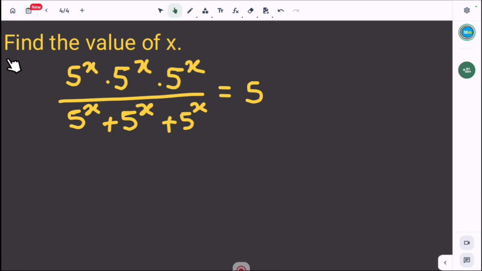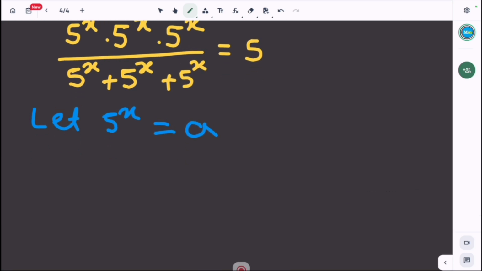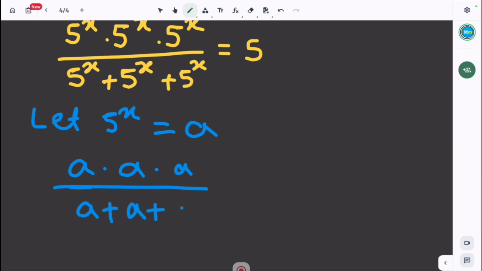So today's question is: find the value of x. 5 to the power x into 5 to the power x into 5 to the power x, whole divided by 5 to the power x plus 5 to the power x plus 5 to the power x, equals 5. So let's see. Let 5 to the power x equal a. So the equation converts to a into a into a divided by a plus a plus a equals 5.